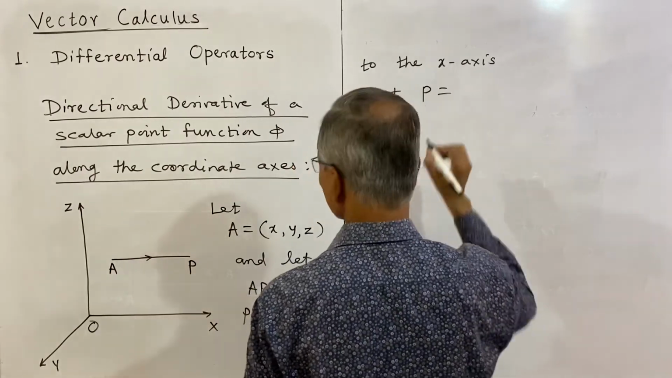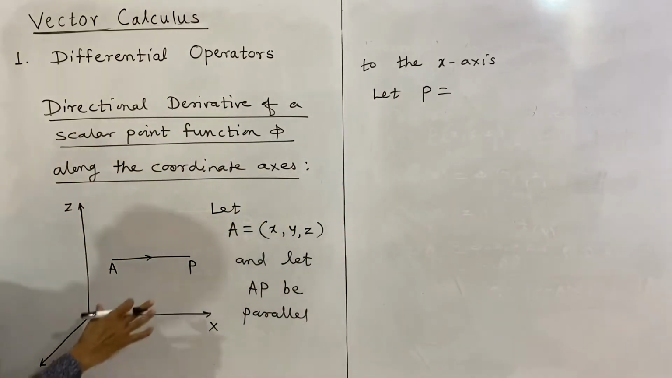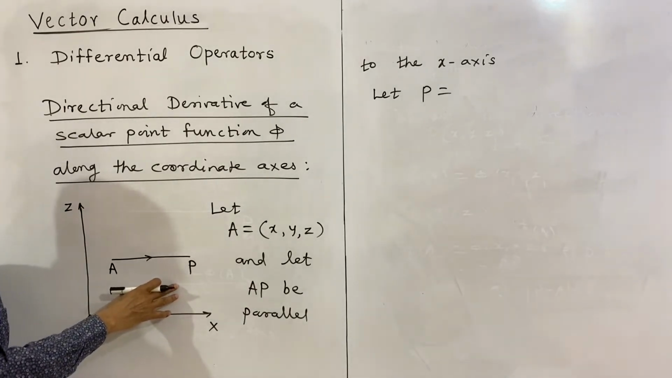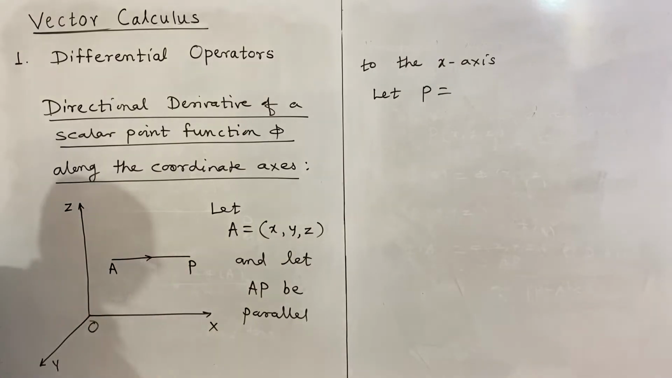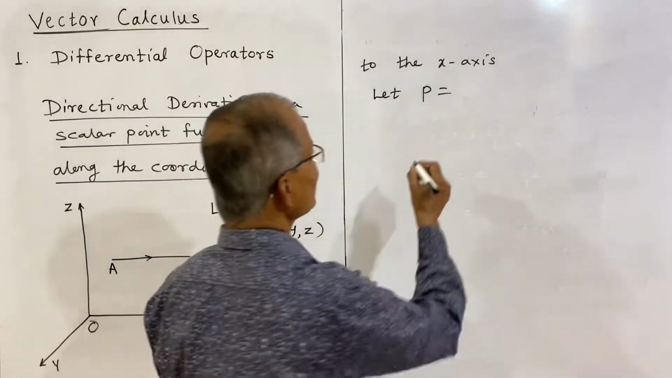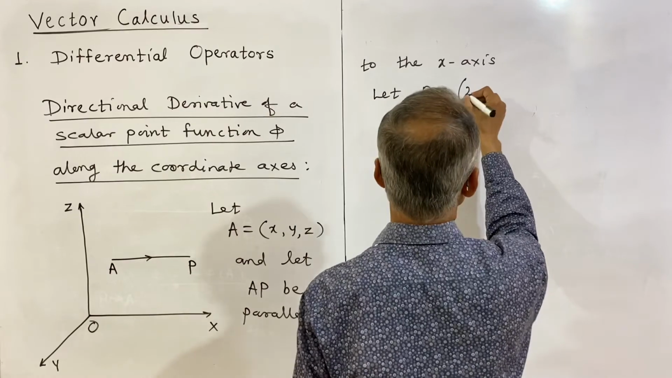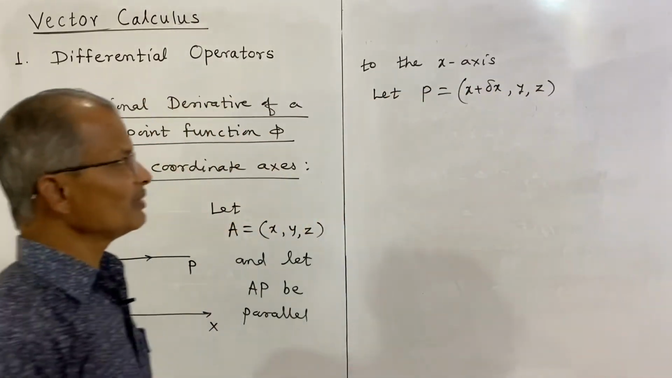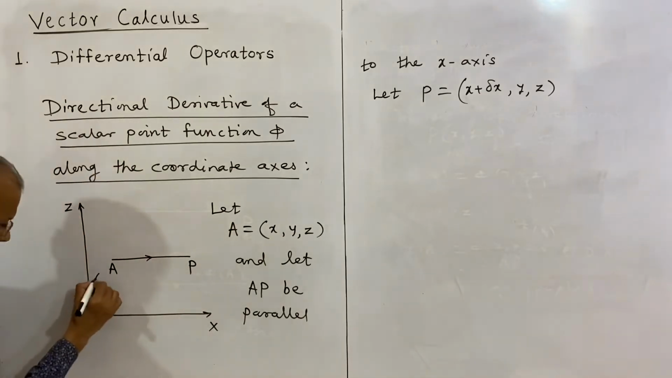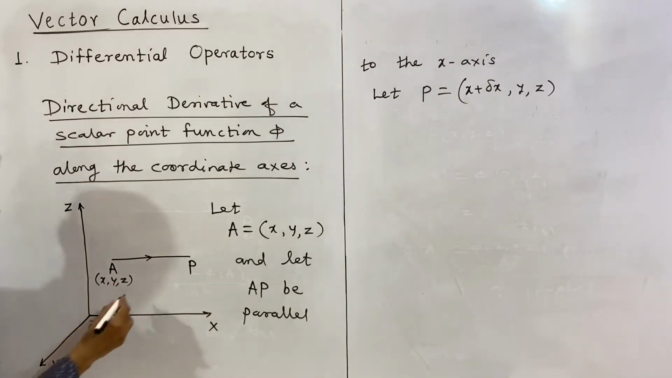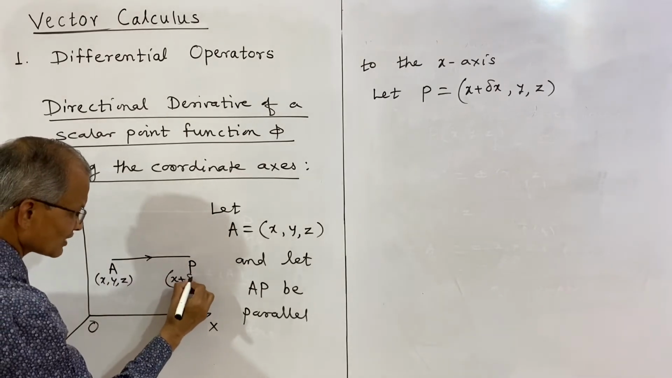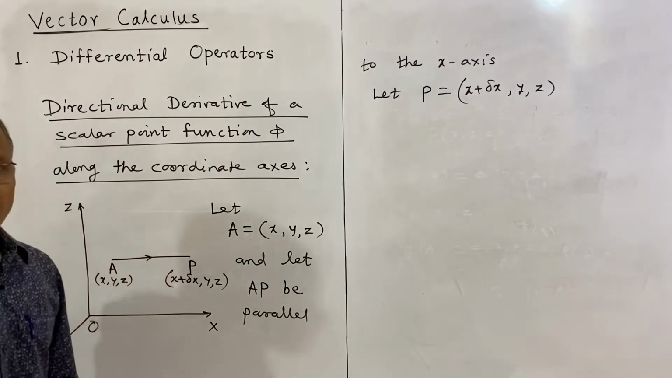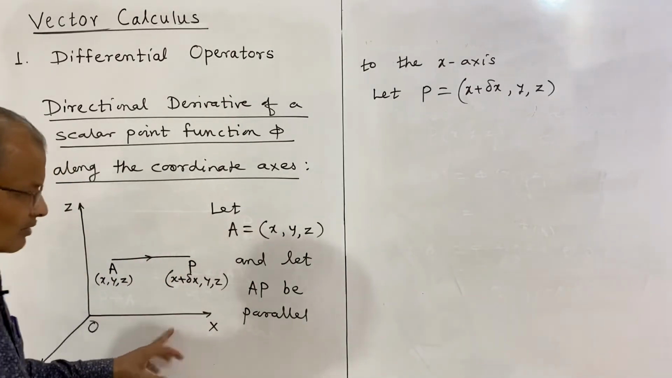So what will be the coordinates of P? Only the x coordinate will change; the y and z coordinates will remain the same because the line is parallel to the x axis. Let P have coordinates x plus delta x, y and z. So A has coordinates x, y, z, and P has coordinates x plus delta x, y, z. Y and z remain the same because the line is parallel to the x axis.